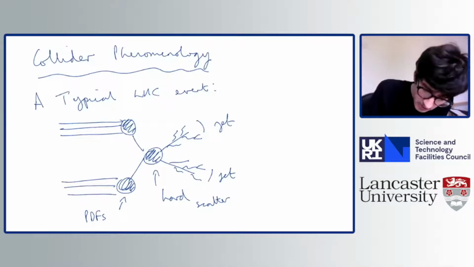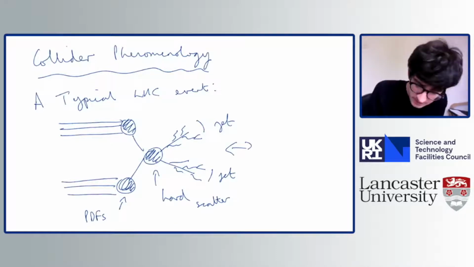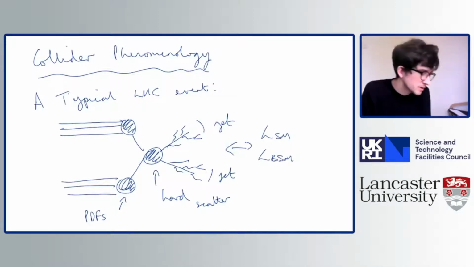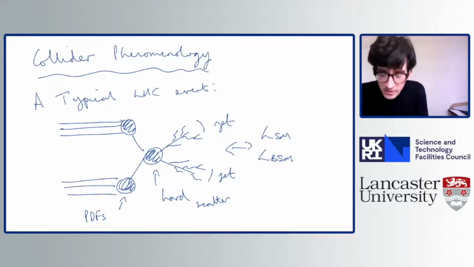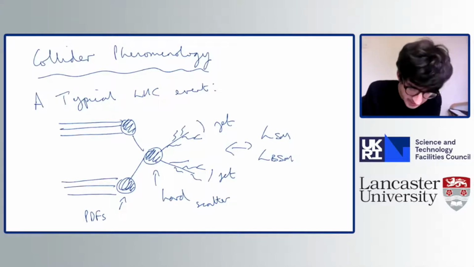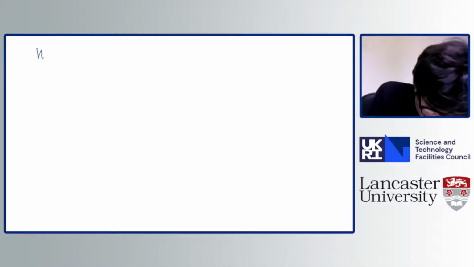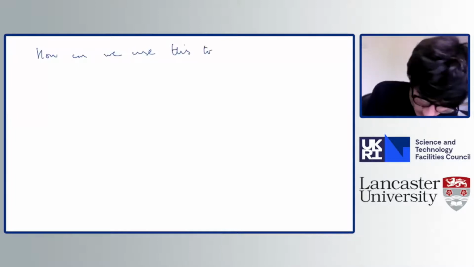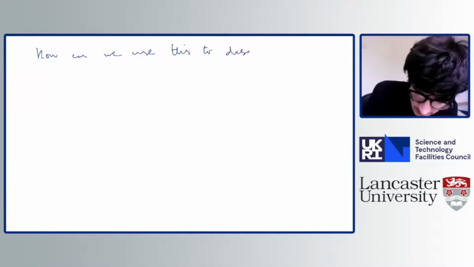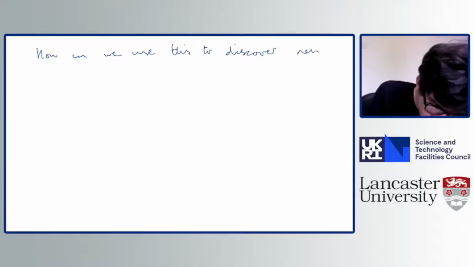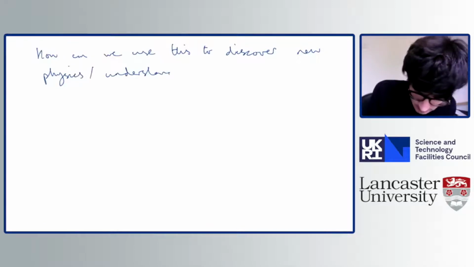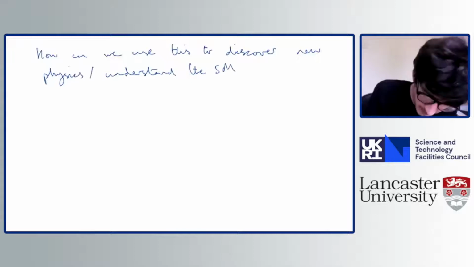The idea of collider phenomenology is to relate all of that to, if you like, the Lagrangian of the standard model, or beyond the standard model, the kind of things you've been learning about in your other lectures. And there are obviously quite a lot of elements in going from the left to the right-hand side here. So in essence, the question is, how can we use this sort of event to discover new physics, or to understand the standard model better.